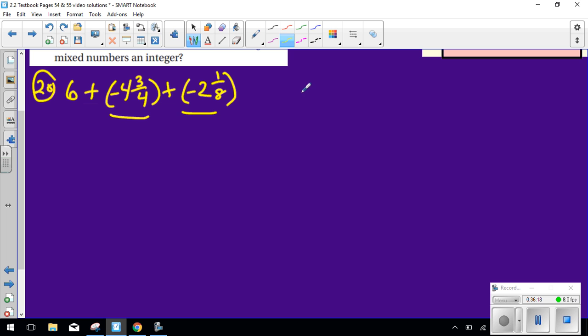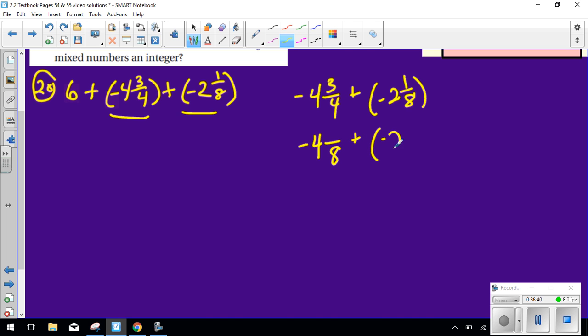So let's take negative 4 3/4 and add negative 2 1/8. So my denominators are different. If I count by 4, I get 4, 8. So my common denominator is 8. So this numerator does not change. 4 times 2, can we see that? Yep, 4 times 2 is 8, so 3 times 2 is 6.